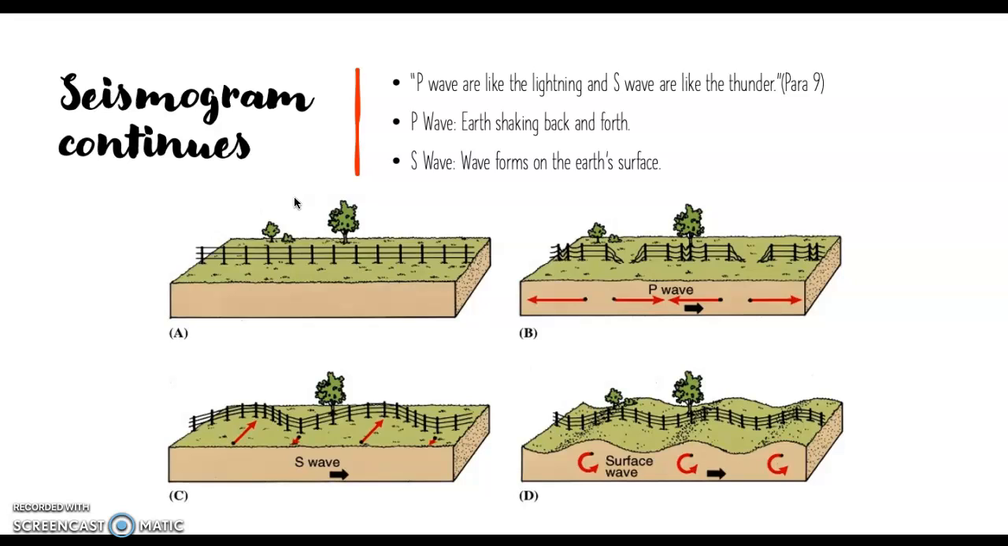And P waves are basically the earth shaking back and forth. And S waves are when the earth starts making S-shaped waves and then starts making surface waves, kind of like the waves in water, but on the surface of the earth.